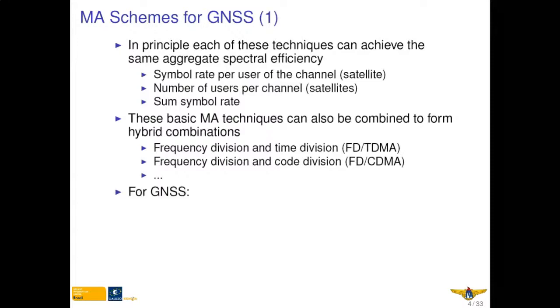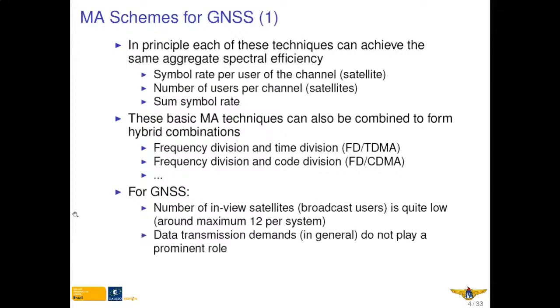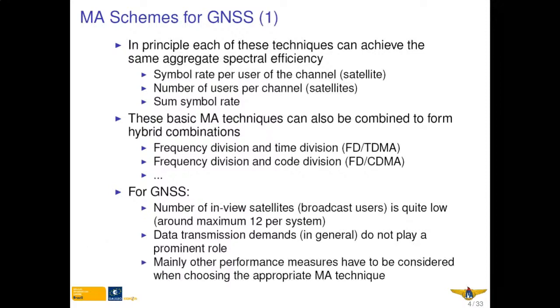For GNSS, we have to consider that the number of in-view satellites, so that broadcast to users, is quite low, so around maximum 12 per system at the same time. Data transmission demands in general do not play a prominent role in GNSS. And mainly other performance measures have to be considered when choosing the appropriate MA technique.